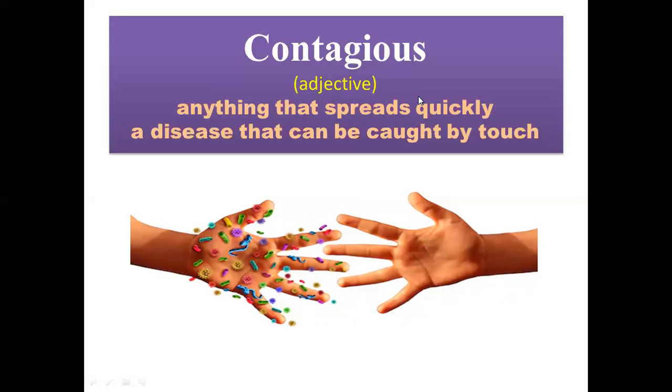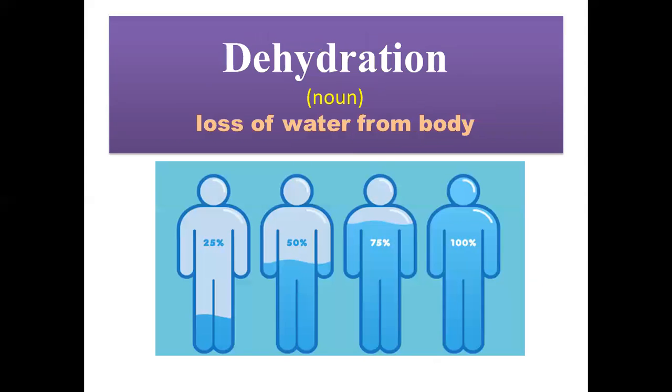As you can see here, one hand has all these germs, and when the other hand touches it, the germs are transferred to the other. So this is contagious. Okay, contagious: spreading by touching, spreading through touching. Then we have dehydration.